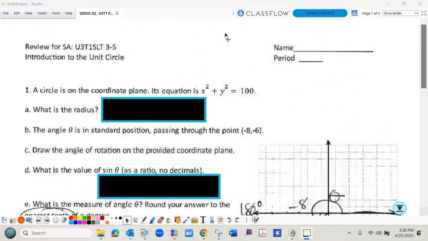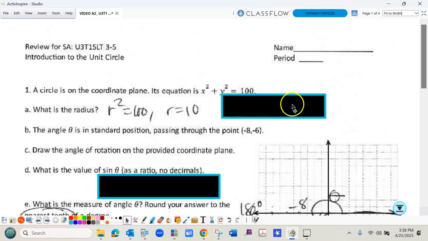Hello, Algebra 2, a quick review before our final on Unit 3, Topic 1. We start with number 1. This is review number 1, a circle on the coordinate plane. It gives the equation of a circle and says r squared is equal to 100. If we're doing the radius, the square root of 100 is 10.